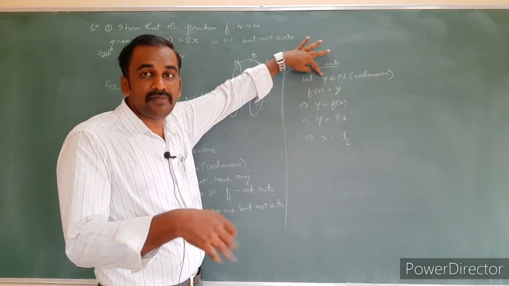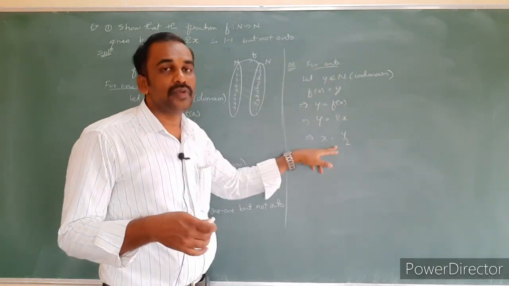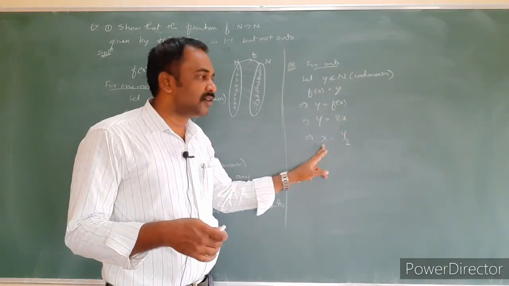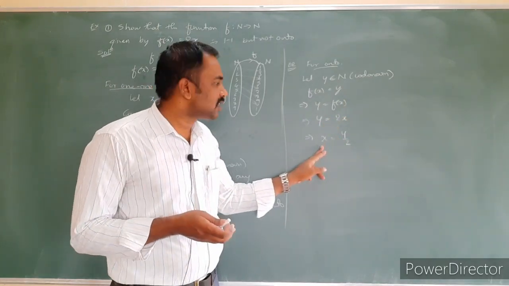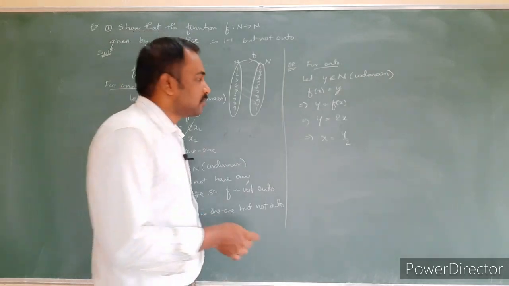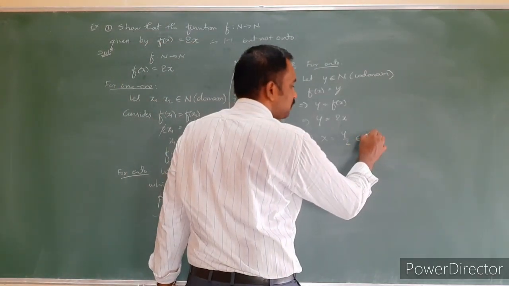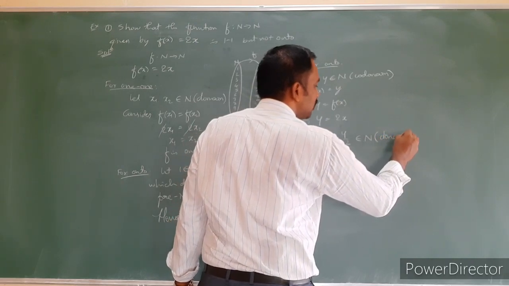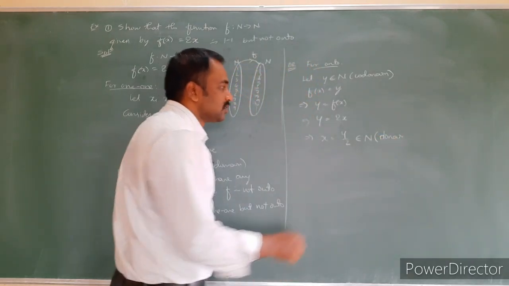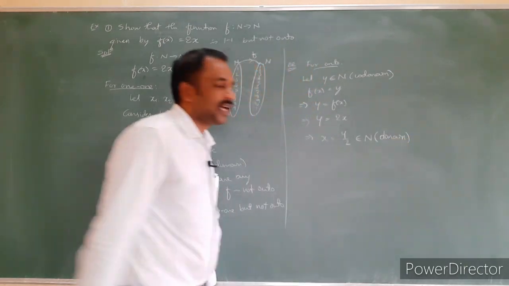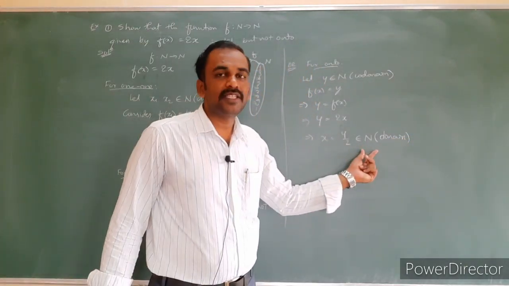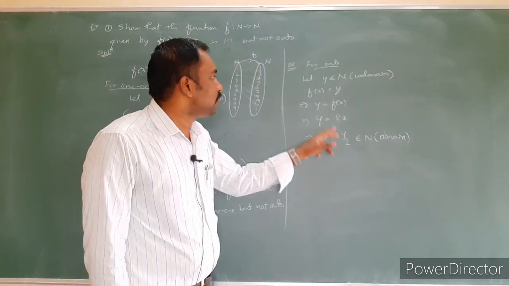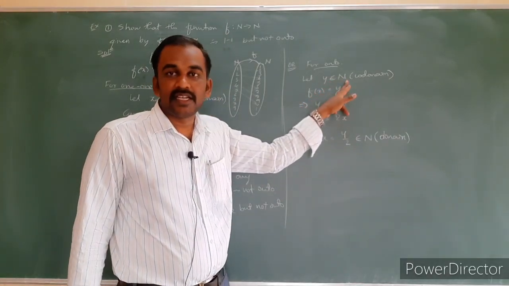Now I need the pre-image. How to get the pre-image? y is in terms of x, so now get x is equal to y by 2. Check whether this element is present in the domain set or not. So whether x is equal to y by 2 is present in the domain set or not, provided that y is any natural number.